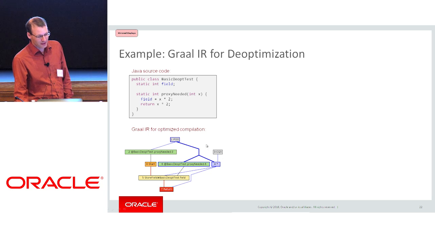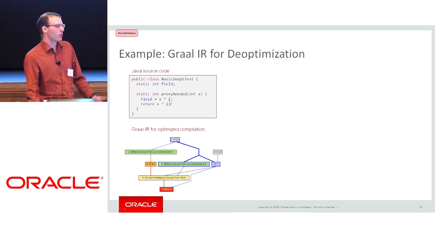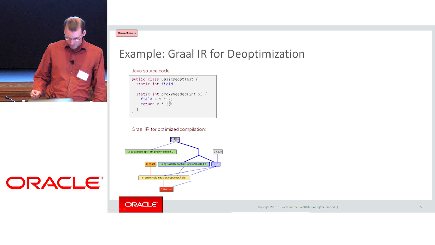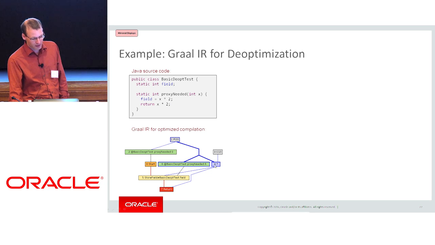And Graal does the obvious thing. You have the same multiplication twice, so you have the parameter x, you multiply by 2, you multiply by 2 again, so you get global value numbering, and in the compiled code you only get one multiplication, and the output of the multiplication is both written to the field and returned.